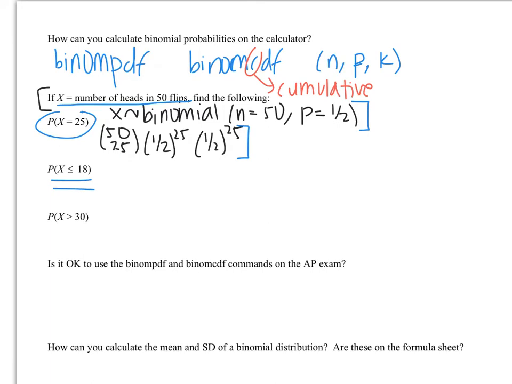So if we were planning to use the formula here to find the probability that x is less than or equal to 18, what we would have to do is find the probability that x equals 0 all the way up to 18, which is not very efficient. So what we're going to do is use the calculator. Again, binom CDF is a cumulative probability. So what we're going to put into our calculator in a minute is binom CDF of 50 trials, 1/2 is still my probability of success, and then I'm going to put in 18. And using the CDF, we'll calculate the probability of 18 and below.